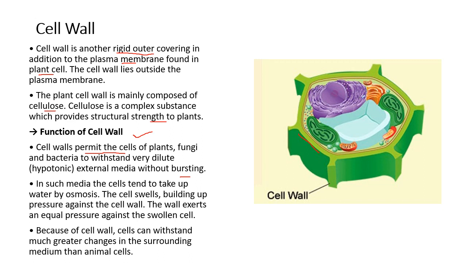And the second one: in such media, the cell tends to take up water by osmosis. The cell swells, building up pressure against the cell wall. The cell wall exerts equal pressure against the swollen cell. Because of the cell wall, cells can withstand much greater changes in the surrounding medium than animal cells. So plants have to survive in the surrounding. So the cell wall is the main feature. This will give the rigid support.